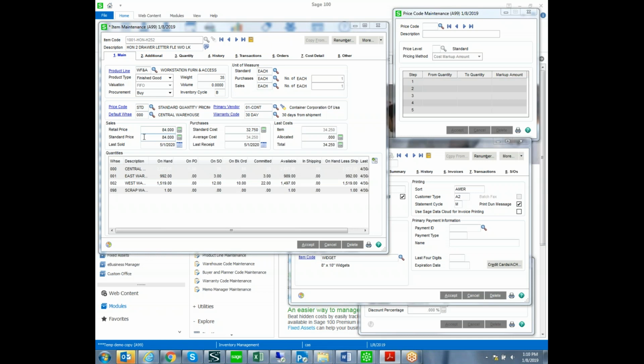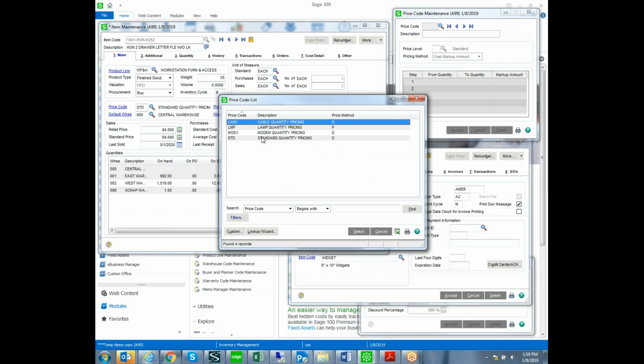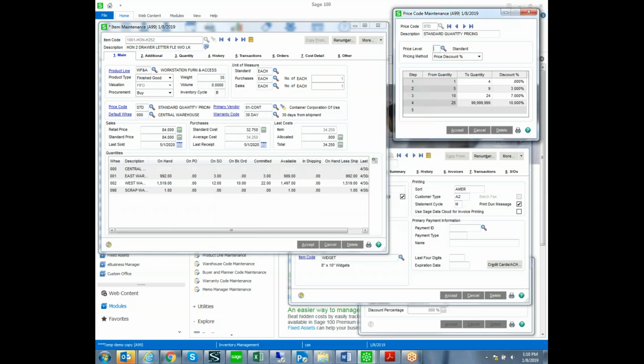Now, in this case, this item does have additional item pricing set up. You can see by the price code of STD that that's a more specific level of pricing that's going to override the standard price. So let's take a look at it. In price code maintenance, we'll look up, you can have multiple types of price codes that apply to your items, and you can even default by product line. So let's take a look at the standard price code maintenance.